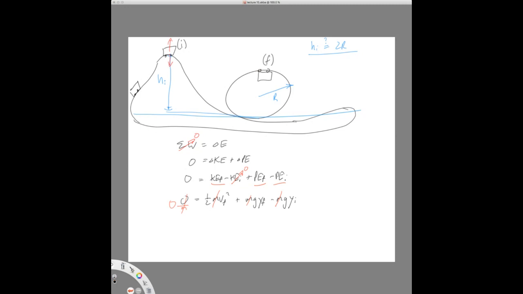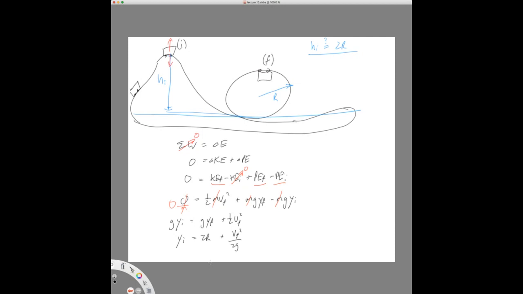So what am I looking for? I'm looking for the height initial, which would be my y initial. So we can move that to the other side. We have g times y initial equals g times y final plus 1/2 times v final squared. And the y initial is what I'm looking for, right? So y initial, if I divide both sides by g, would be y final plus v final squared over 2g. And let's get rid of y final. I know what it is. It's the diameter of this circle. That's just going to be 2 times r.